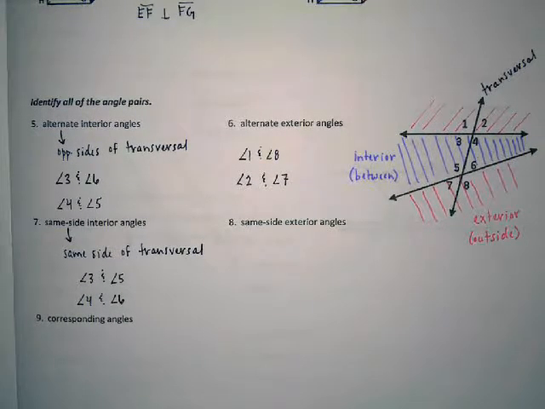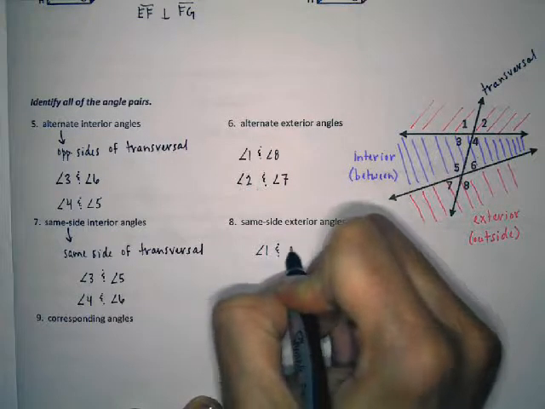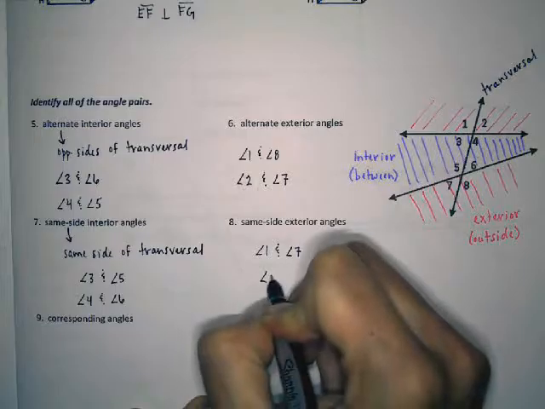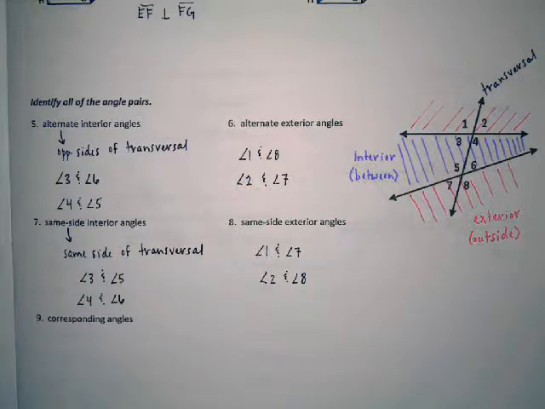For same side exteriors, again, I'm in the pink area, same side of the transversal, so we get angle 1 and angle 7, and angle 2 and angle 8. Now, correspondings function a little bit differently, and we actually have 4 pairs of these types of angles.